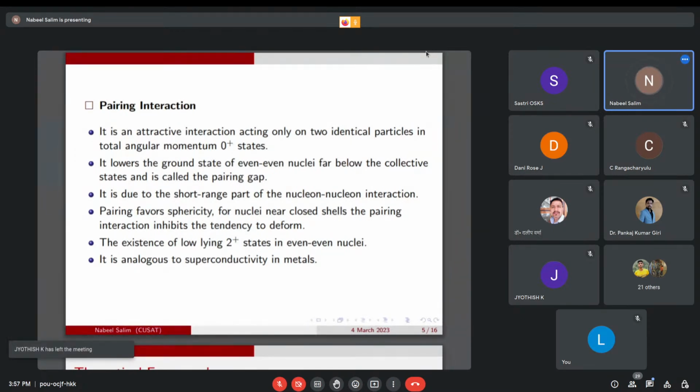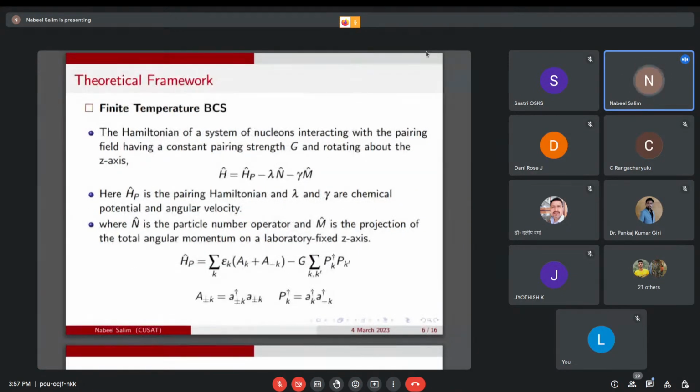To properly study nuclear pairing, Bohr, Mottelson and Pines were the pioneers who introduced the theory to explain nuclear pairing. It came from the BCS theory, the Bardeen-Cooper-Schrieffer theory that explained superconductivity in metals. So the pairing in superconductivity and in nuclei are somewhat similar, or analogous, to each other.